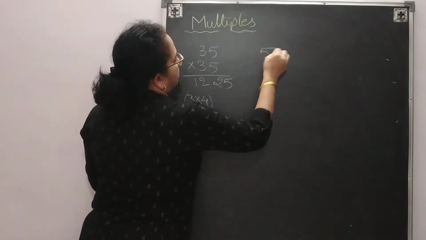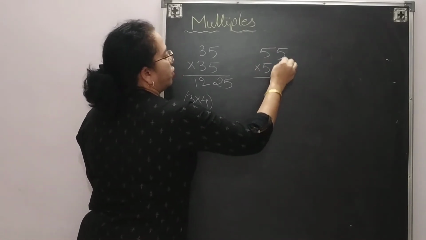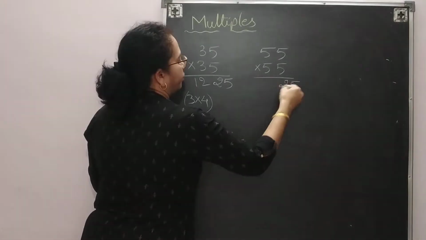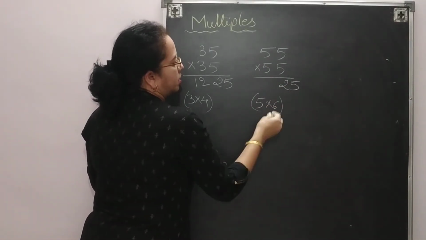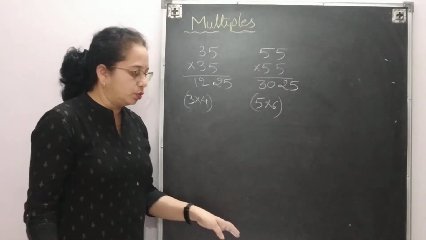Let me take another number. 55 multiplied by 55. Same number and your unit place digit is 5. So 5 5s are 25. Which number is given? 5. Successor of 5 is 6. So 6 5s are 30. So the answer is 3025.